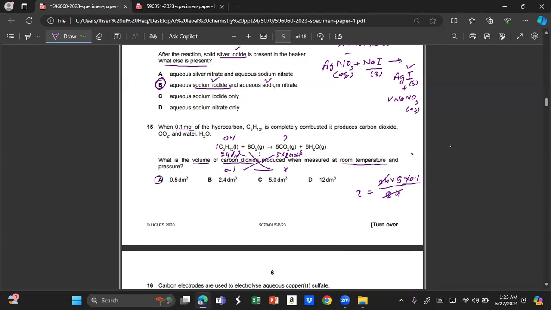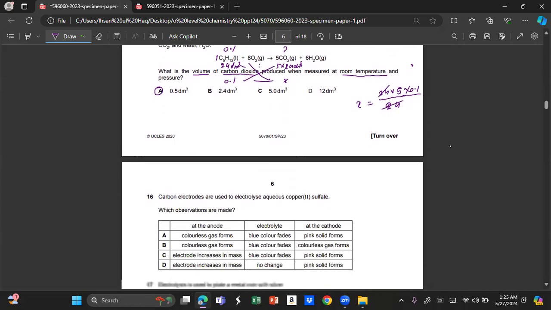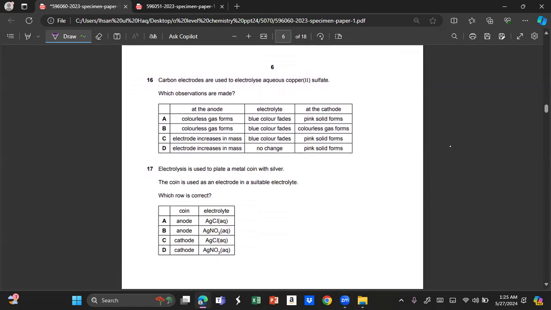Hope you understand. This is very easy. Just use the ratio method. You will get it, inshallah. Now move to question number 16.